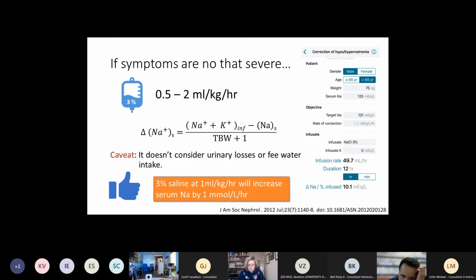But as a rule of thumb, we can think that 3% saline at 1 milliliter per kilogram per hour will increase the sodium by 1 millimole per liter per hour. Again, this is just something that is a good idea to know, but the most important thing is to monitor.